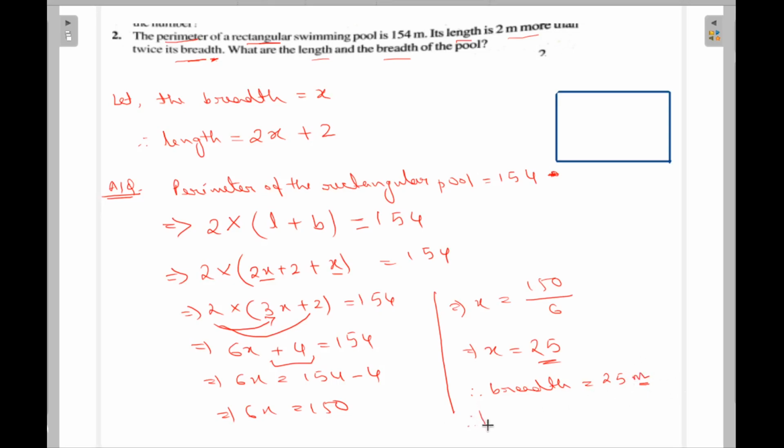And therefore length equals twice x plus 2. So twice x means 2 multiplied by 25, plus 2. First we will do this: 50 plus 2, that means 52 meter. Okay, so the length is 52 meter and the breadth is 25 meter. This way we have to find it out. Okay, now move to the next sum.